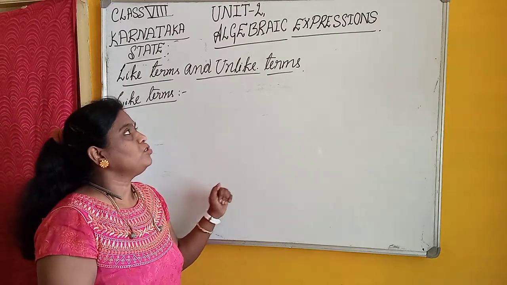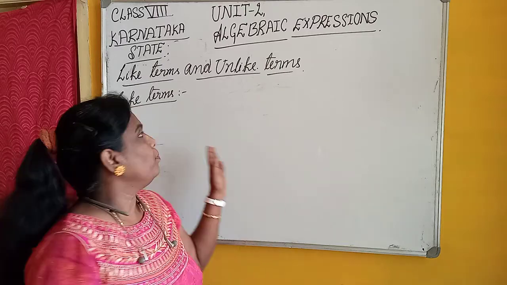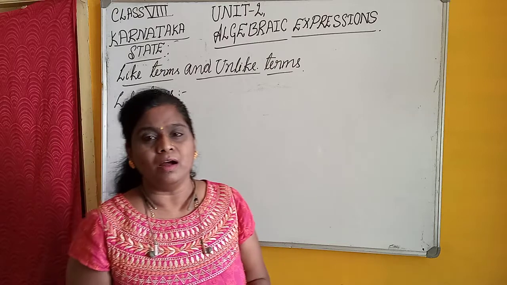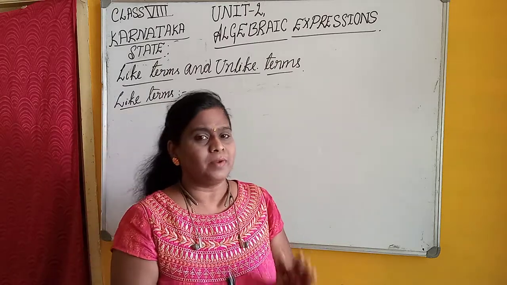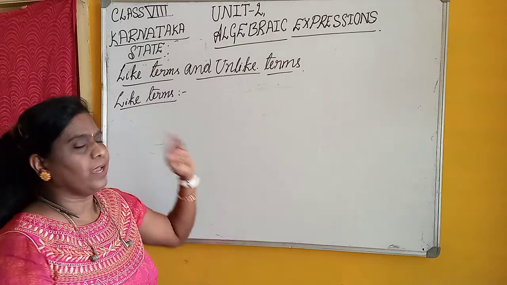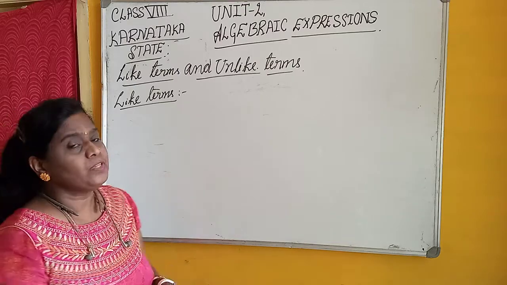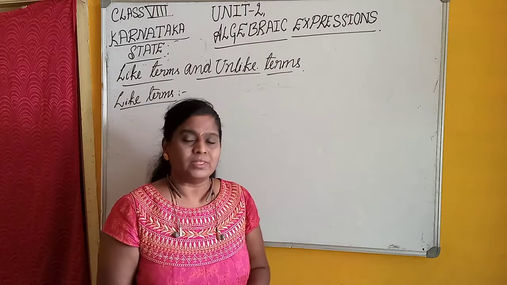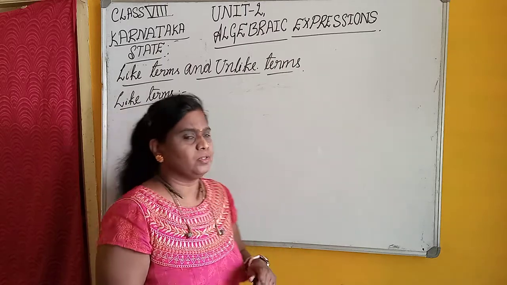Unit 2 is algebraic expressions. It is the continued part of the introduction, part 2. In that, we are studying like terms and unlike terms. In the previous class you studied algebraic terms, isn't it? Now we have to study which are like algebraic terms or unlike algebraic terms. Terms which have the same variable with the same exponents are called like terms, isn't it?